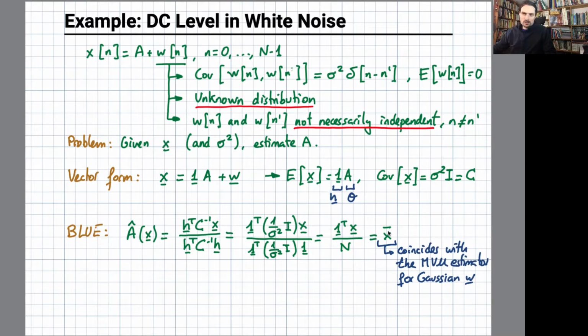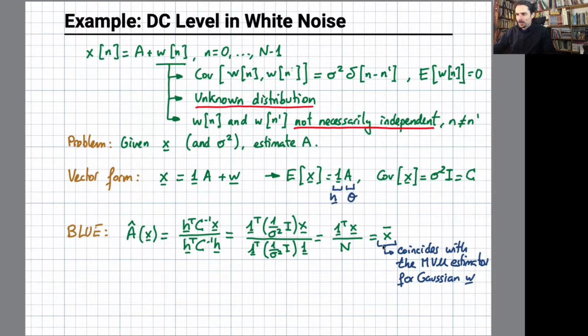And interestingly, this estimator coincides with the MVU estimator that we found for the case where the noise was Gaussian, right? So that is very interesting. Whenever the noise is Gaussian, we conclude that this estimator here is both MVU by what we saw in previous lectures, and blue by what we saw in this slide.